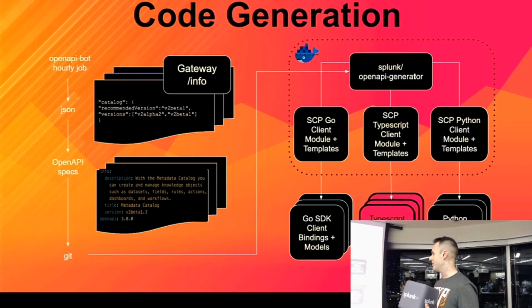So we've got 3 different languages, soon to be 4. We've got about 11 different services. We have multiple versions per service. So you can imagine creating SDKs for that number of dimensions is totally unsustainable in a manual way.